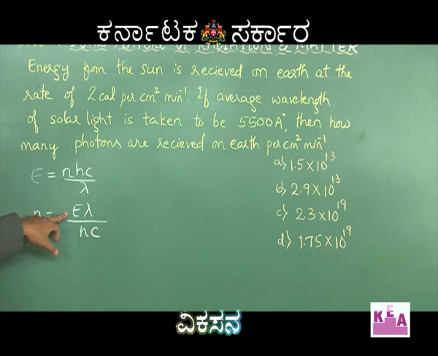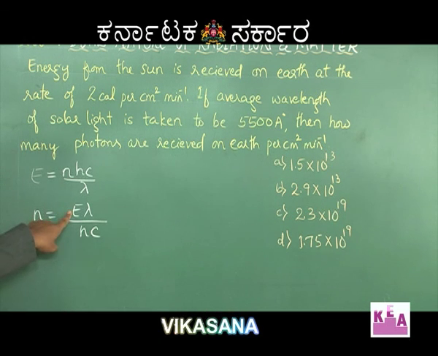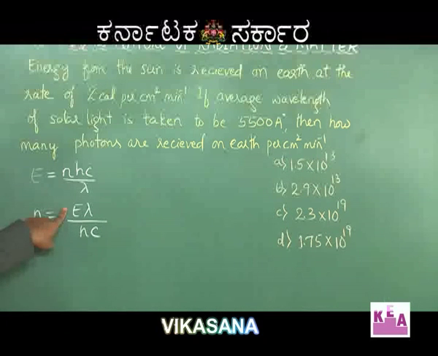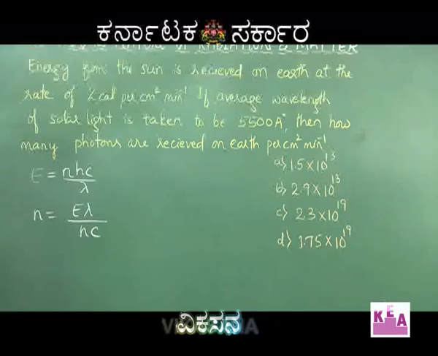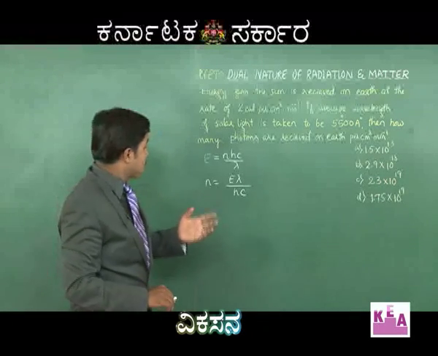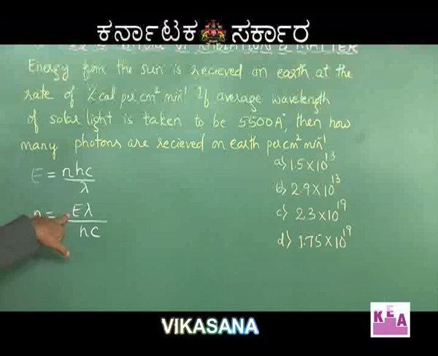But how is E given? E is 2 calorie per centimeter square per minute. You can't substitute 2 directly there, because look at the denominator. It is in joule units again, as we discussed in the previous problem. So you have to convert the energy into the joule system. I hope you are familiar with the relation between calorie and joule. 1 calorie is 4.2 joule. So this energy in calorie can be converted into joule units.